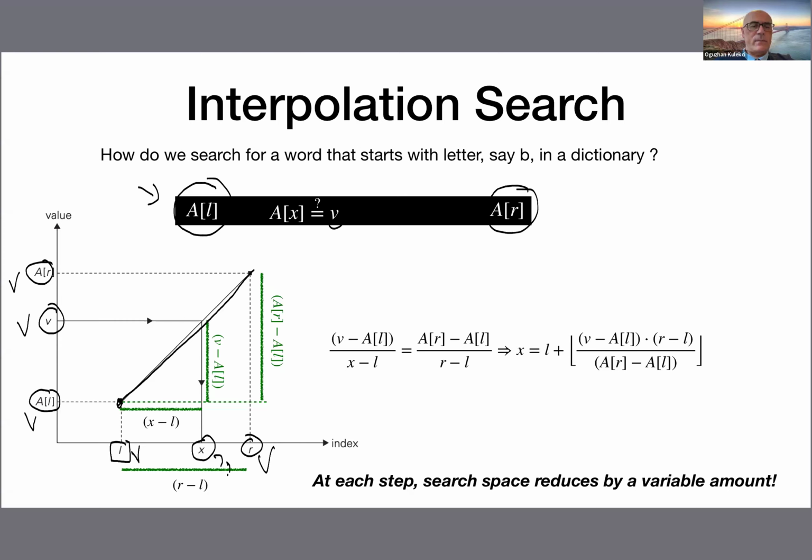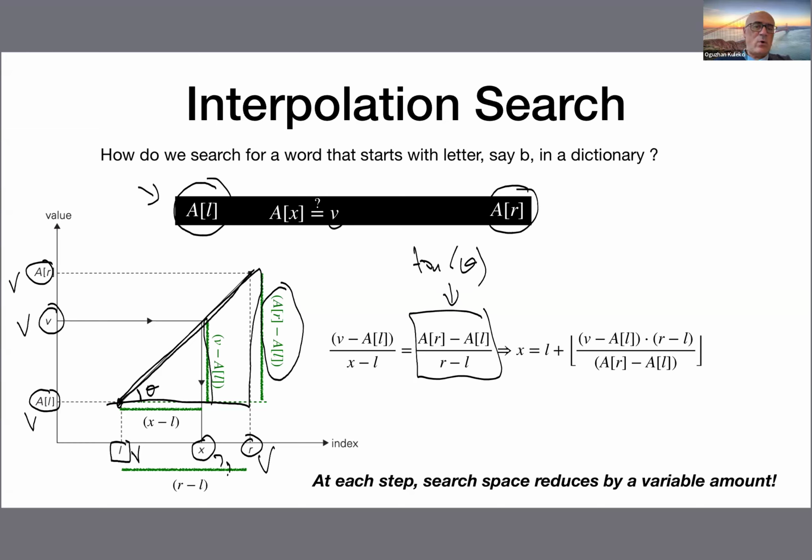How can I do it? So if we assume that this is linear, then there is this angle theta, and the tangent of this theta with the big triangle is this one, right? AR minus AL divided by R minus L. So this is equal to tangent theta, right?